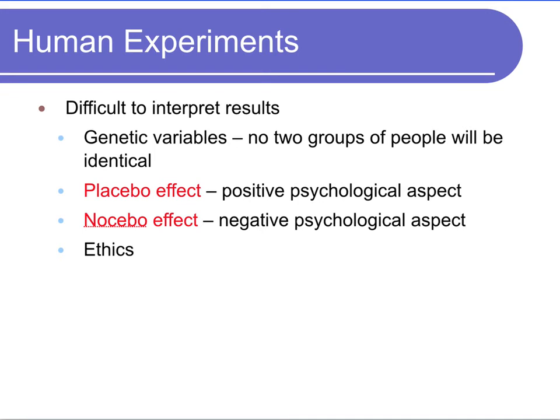Now, when we do human experiments, interpretation of the data can be a little bit difficult because of things like genetic variability. So no, you're not going to find two groups of people that are genetically identical that you can do experiments on. So we know that our genes play a big role in a lot of things, and so we have to kind of take that into consideration. Then we have the placebo effect and the nocebo effect.